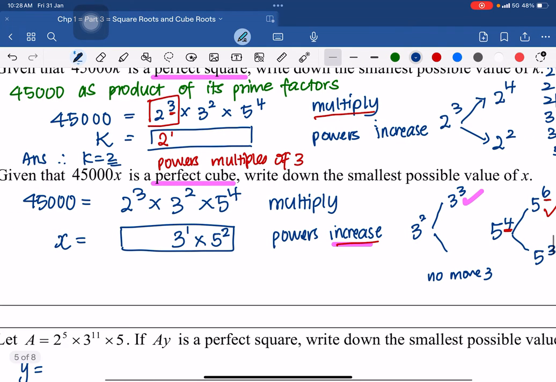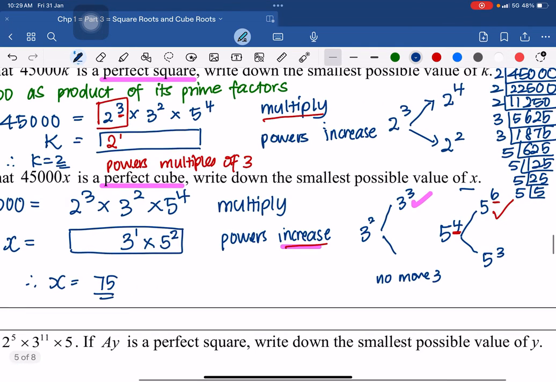But they want the smallest possible value x. They did not say leave it as a product of its prime factors. So in this case, I have to write out the answer. x equals 3 times 5 squared, 3 times 25, which gives me the number 75. Have you gotten the concept?